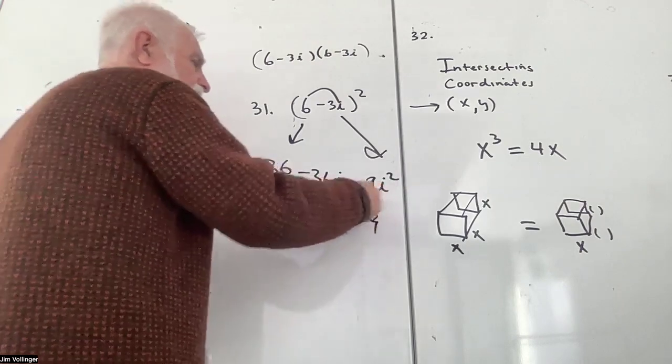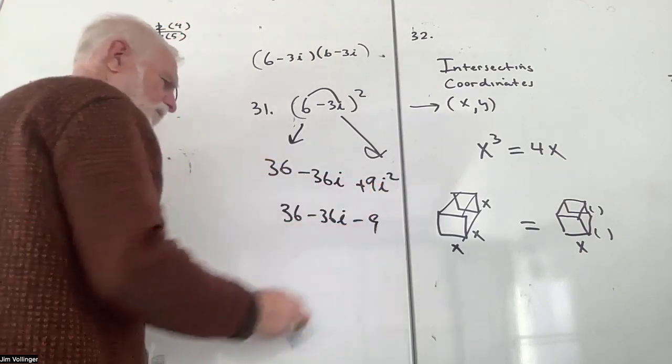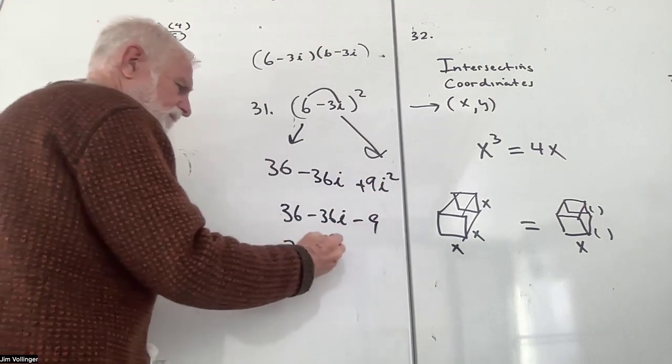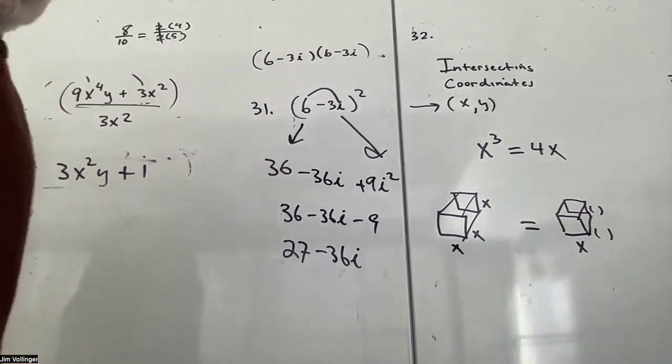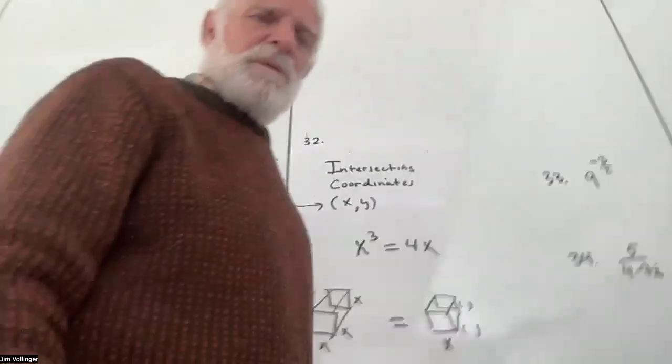-9, right? i squared is -1 times 9. And I hope you know what 36 minus 9 is. Didn't say 27 minus 36i. All right, so this was a question similar to what we did a minute ago.